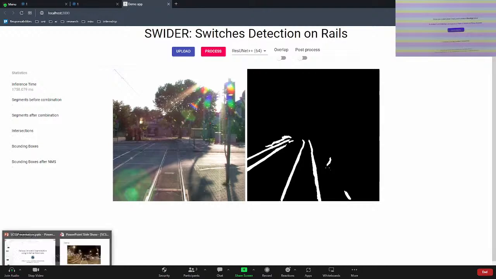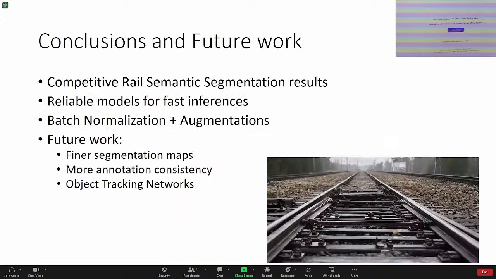Getting back to the presentation, we can conclude that we obtained some competitive results when comparing them to some other methods. We may also conclude that our methods are reliable for fast inferences since they are slimmer than the competition and use fewer parameters. To answer the second research question about how we can obtain better results, we used batch normalization, which improves the training process, and also tried some augmentations.